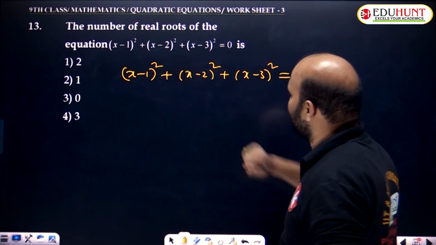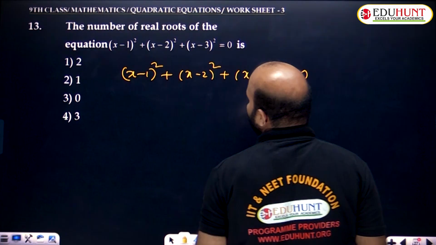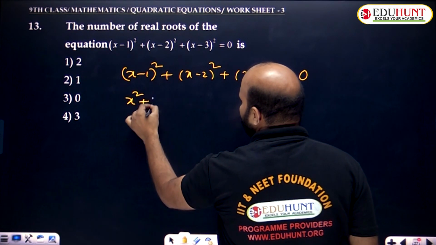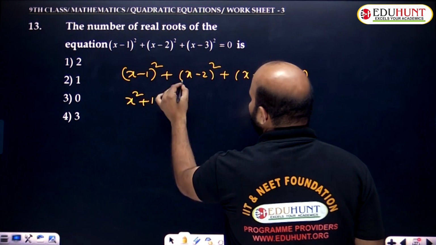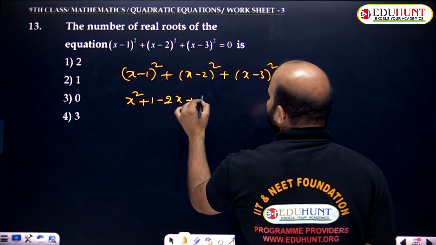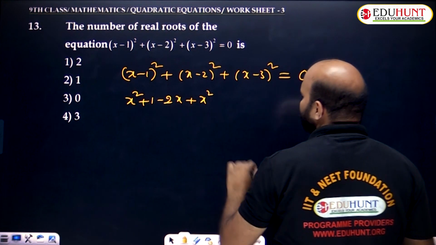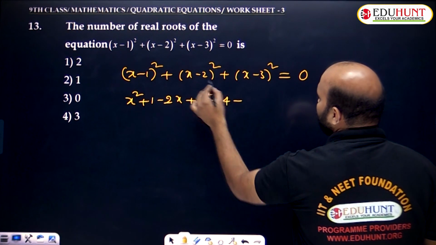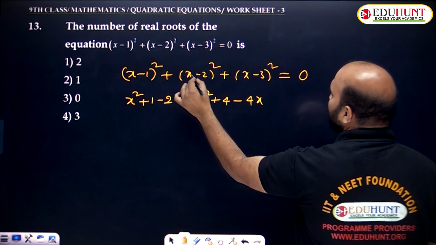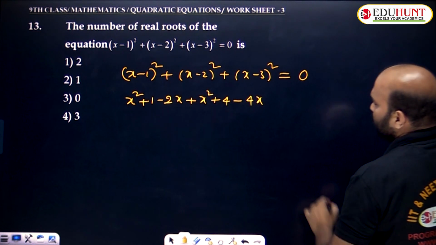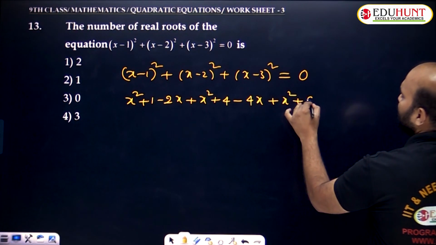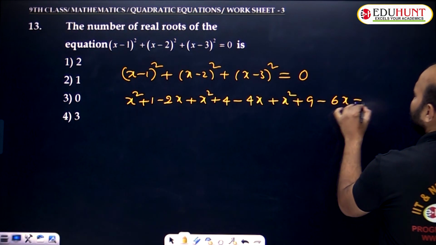Firstly, (x − 1)², open it up using (a − b)²: x² + 1 − 2x. (x − 2)², according to (a − b)², is x² + 2², nothing but 4, minus 2ab, which is 4x, where 2ab is 2 into x into 2. And (x − 3)² can be written as x² + 9 − 6x, equal to 0.